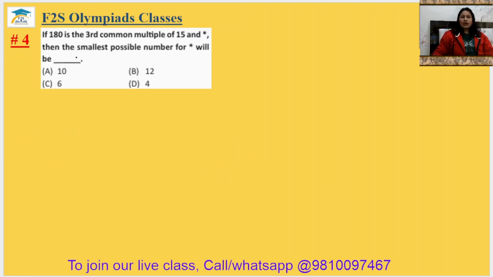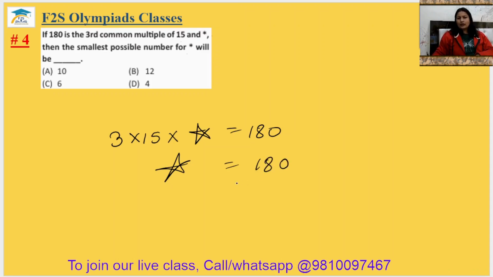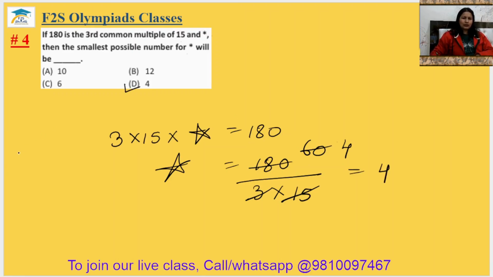Question number 4. If 180 is the third common multiple of 15 and star, then the smallest possible number of star will be. The third common multiple means 3 multiplied by 15 multiplied by star equals 180. So star will be equal to 180 divided by 3 multiplied by 15. 3 sixes are 18, 60, 15 fours are 60. The star should be 4. It is in option D. The fourth answer will be option D.